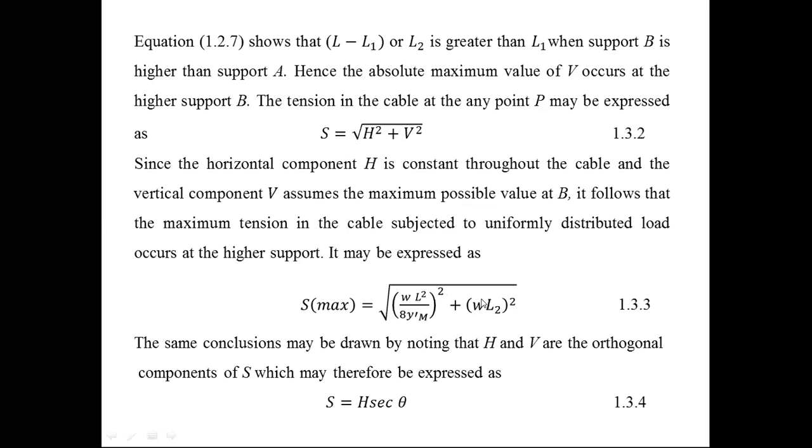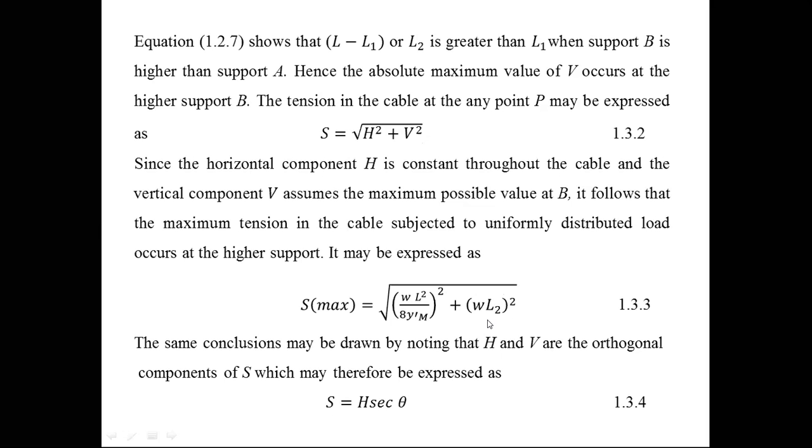And obviously the vertical reaction at support B is getting the maximum value. Therefore, I will find the vertical reaction V for that case as W L2 whole square. Okay. If the supports are at the same level, it is WL by 2. The vertical reaction at both supports will be WL by 2.